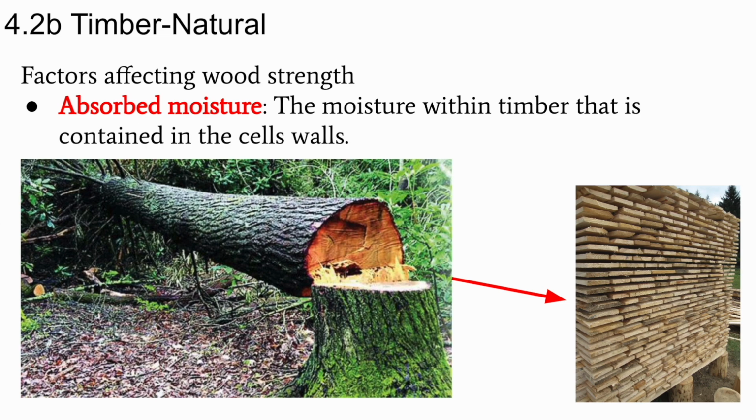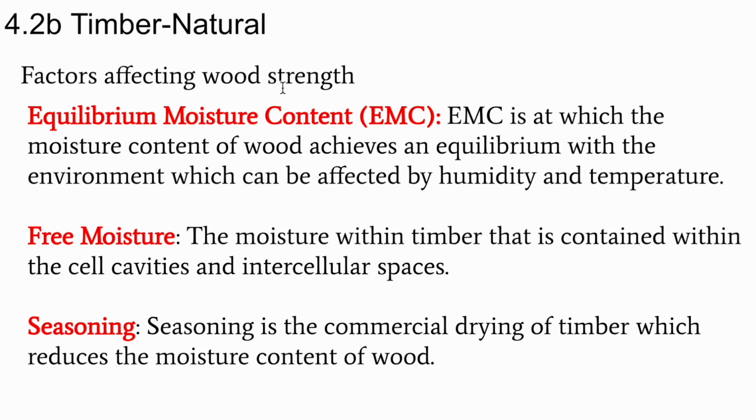I'm going to show you some of the processes, but otherwise you end up with something called dry rot, which destroys the wood. Factors that affect that wood strength are the equilibrium moisture content, which is a point at which the moisture content of the wood achieves an equilibrium with the environment, which can be affected by humidity and temperature. So we really want to keep wood as we're storing it in a fairly controlled climate. You don't want to have it be doing wild swings with temperature and humidity.